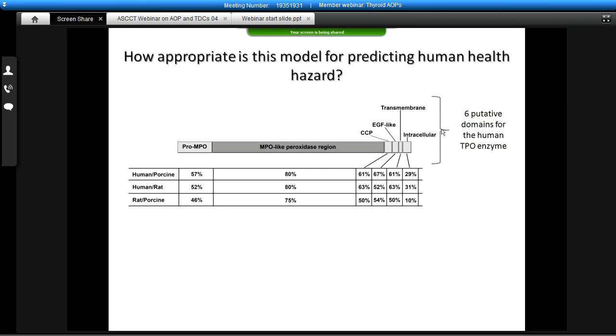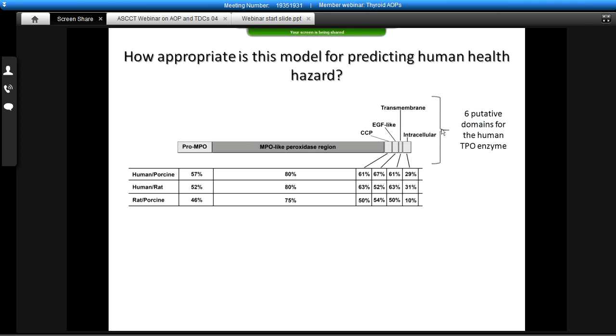So in considering rat thyroperoxidase inhibition, obviously a question that a lot of people have for me is how appropriate is this for predicting human health hazard and the human key event? And the answer is rat TPO is a good surrogate model.